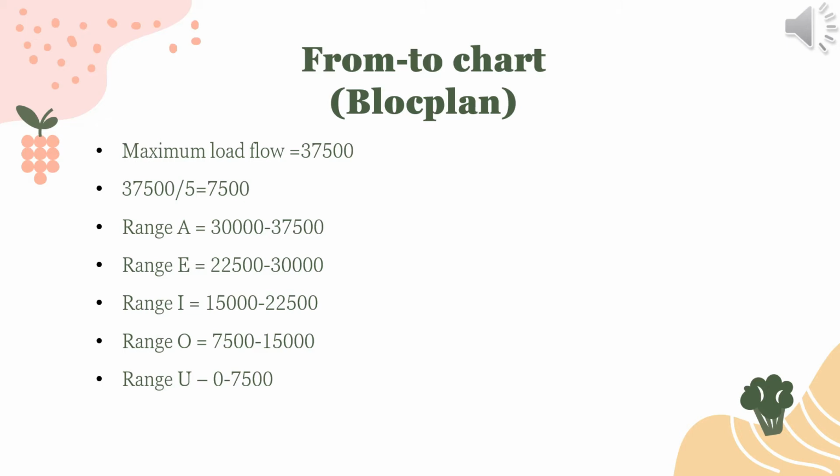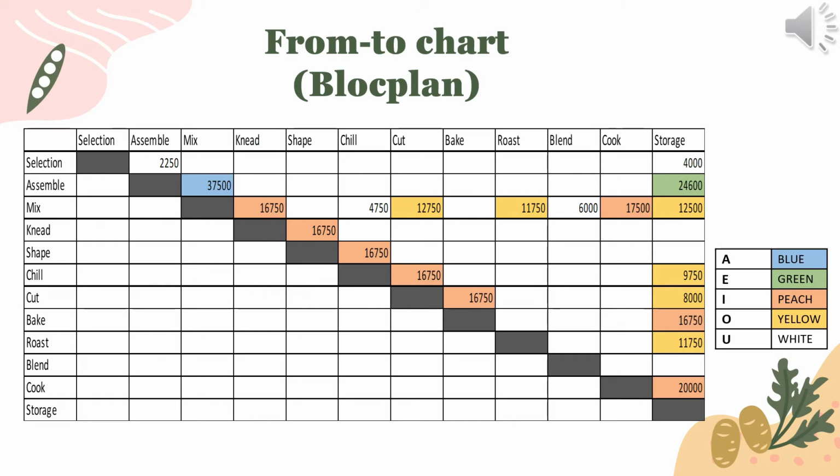The difference between the from-to chart based on the block plan method and the previous one is, as we can see, the classification of the letters A, E, I, O, U is different from before, where we can see there is a presence of the letter O in this table, while the from-to chart table previously doesn't have the letter O.